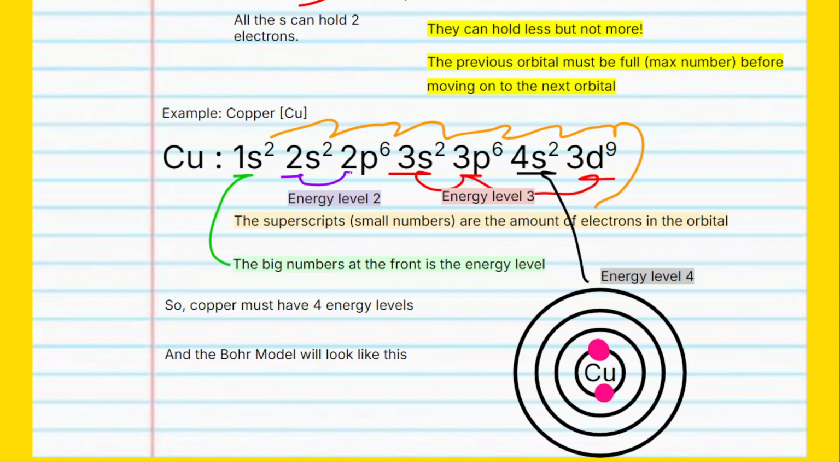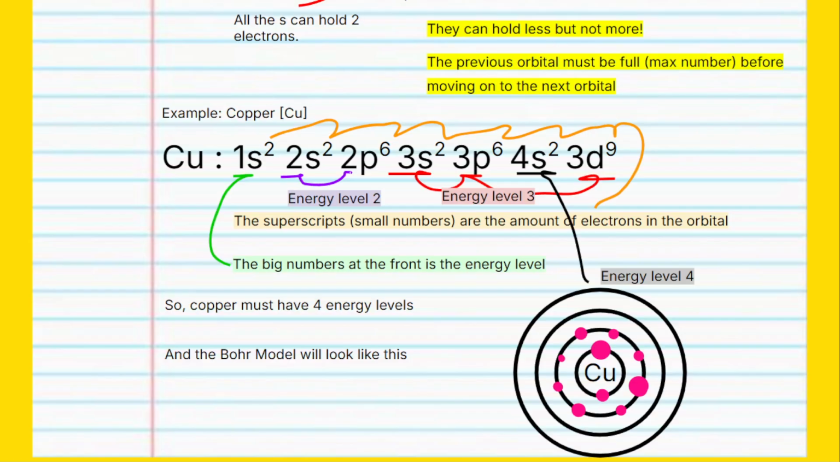1, 2. That's 2 dots. And then my energy level 2 will have 2s2. So 1, 2. And then I have 2p6. So even though it's a different orbit or orbital, it's still on the second energy level. So I will just add 6 more. 1, 2, 3, 4, 5, 6.